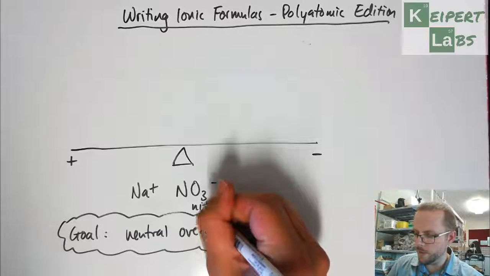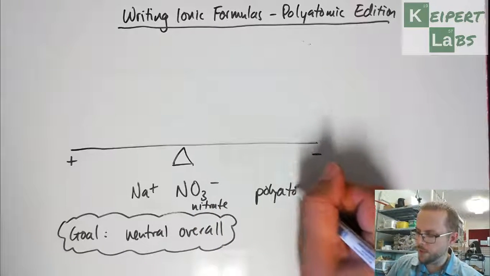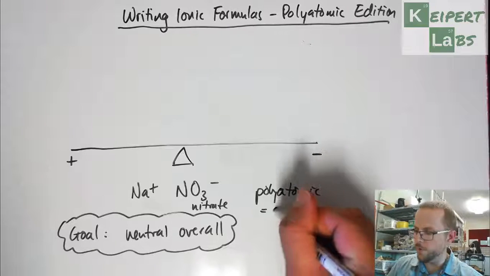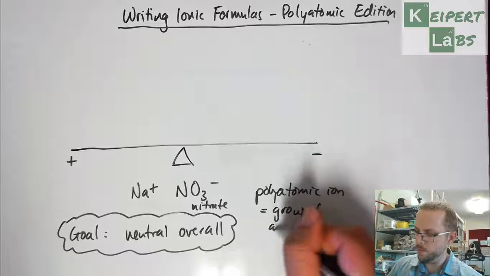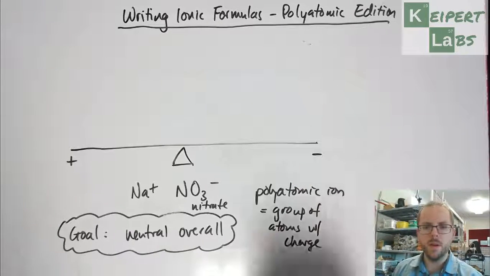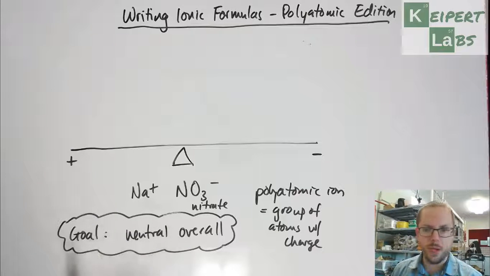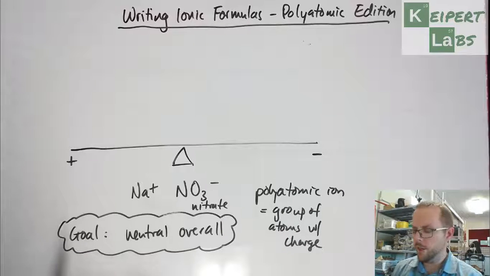Remember that we've talked about a polyatomic ion in the past. Polyatomic is a group of atoms with a charge: a 1 plus, 1 minus, 2 minus, 3 minus, whatever. But the idea is that it's behaving as a single group. So we're going to follow the same process that we've done before.